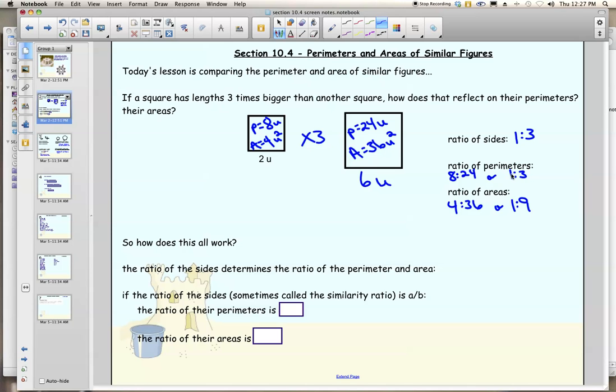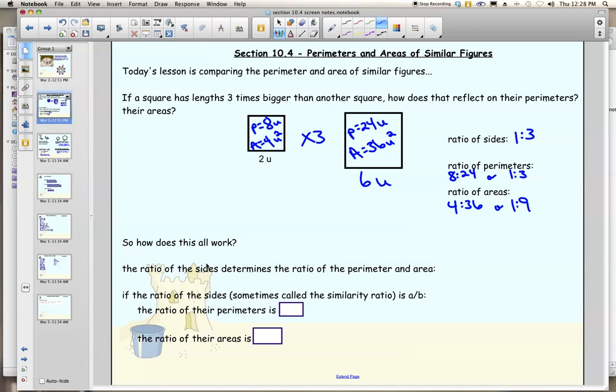The relationship is if I take 1 squared, I get 1, and if I take 3 squared, I get 9. The ratio of their perimeters and areas is exactly the same as the ratio of their units. With perimeters, we use single units, and with area, we use square units. Same thing with their ratios. With the ratio of their perimeters, we use the single ratio. With the ratio of their areas, we use the square of the ratio.